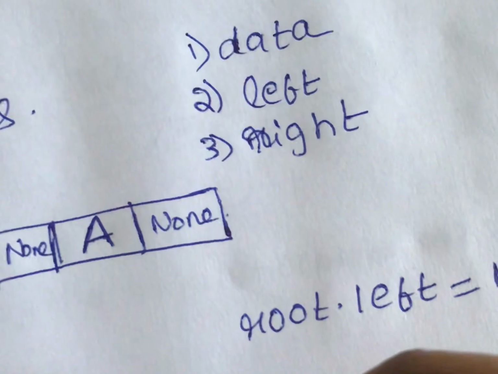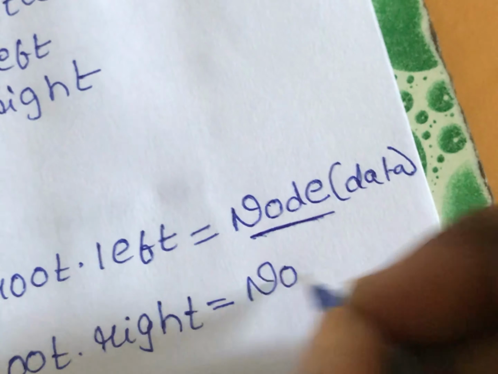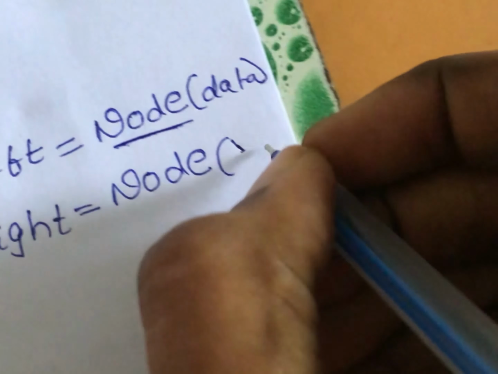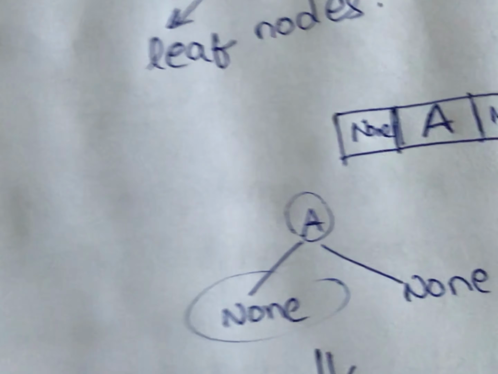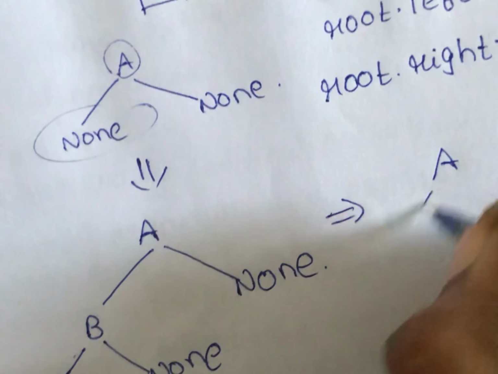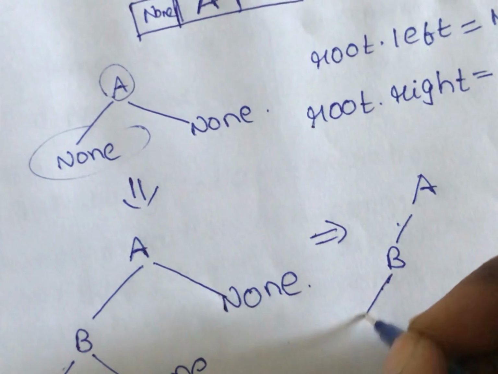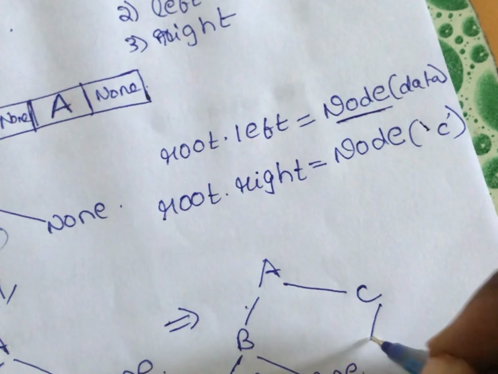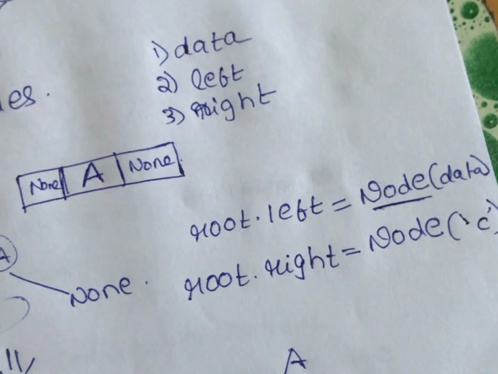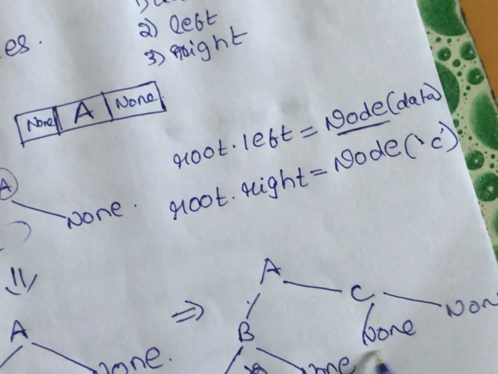Similarly, we can write root dot right equals to node of the data C, since in our diagram we had C. So again it would be A to B. This is the edge as we discussed before, and this is none, we are not changing anything. Then it would be C, and the left and right of this node would be none initially, and later by doing this code we can change these values and proceed.